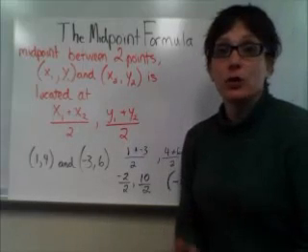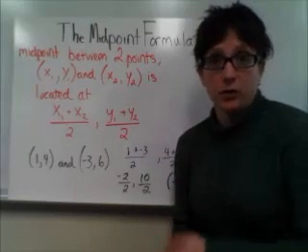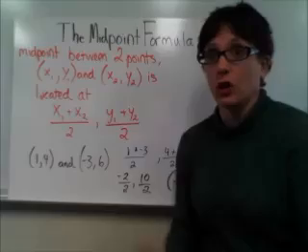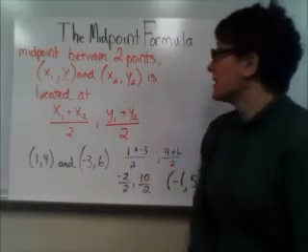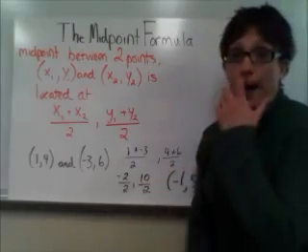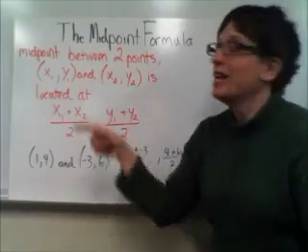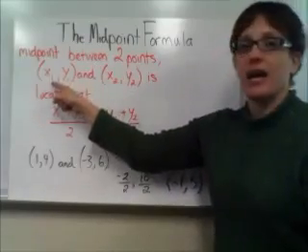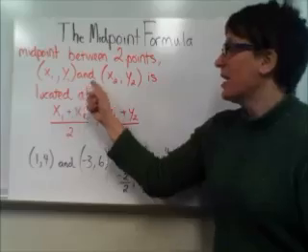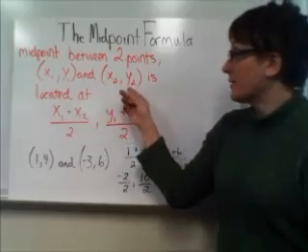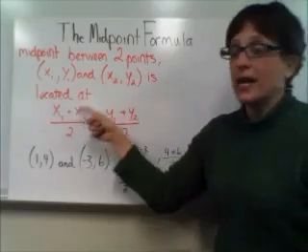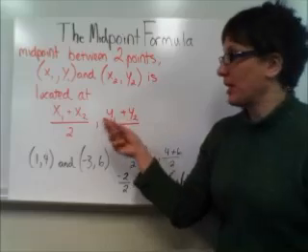Okay, today we're going to do the midpoint formula, the distance formula, and the equation for a circle. Our first point is the midpoint formula. It's defined as the midpoint, or the middle, of 2 points, x sub 1, y sub 1, and x sub 2, y sub 2, is located at this formula.